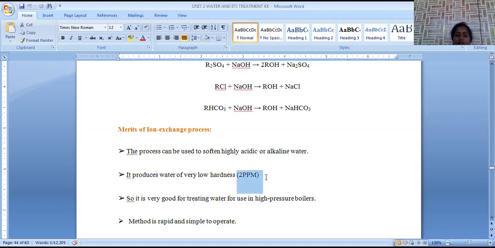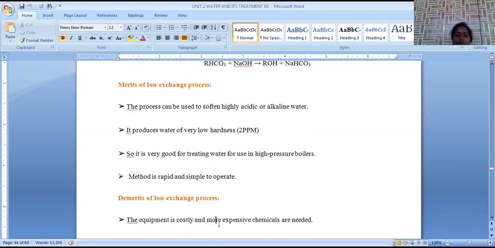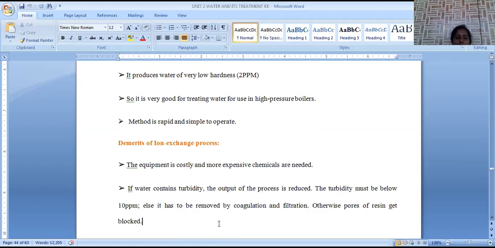Because of this high softening efficiency, it can be applied in high pressure boilers, and this method is very rapid and simple to operate, because water just enters and comes out in purified form without any delay. Hence it is rapid and very simple to operate. The instrument is totally equipped with a connected series of chambers, so it is very simple to operate.